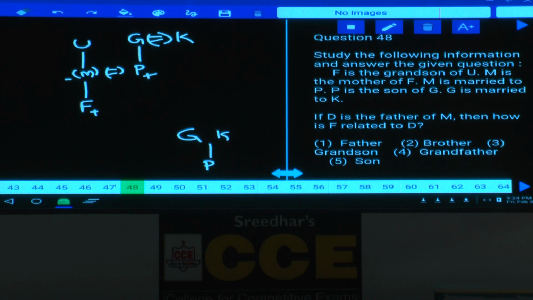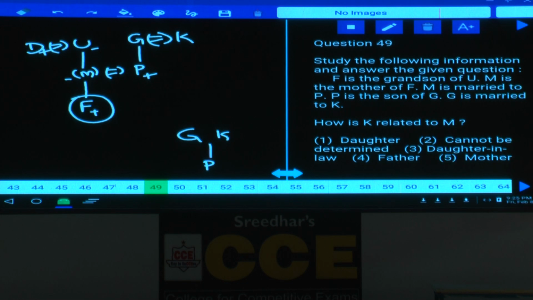Then, if D is the father of M, now D is the father of M, and U is the mother of M, then how is F related to D? Yes, tell me how is this F related to D? D's daughter's son. Daughter's son is grandson. Grandson, choice 3. Question number 48, choice 3.